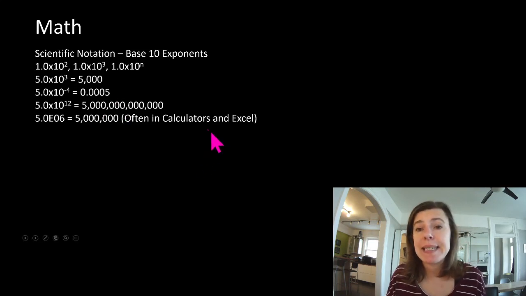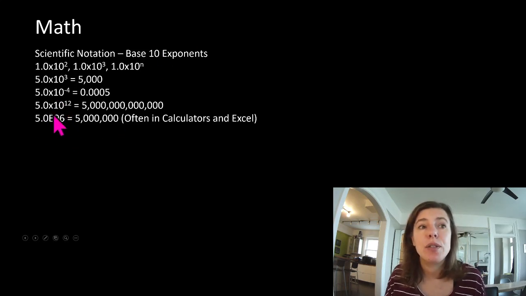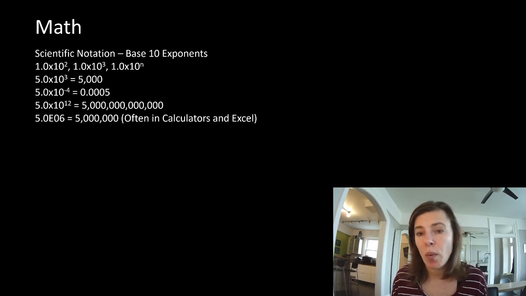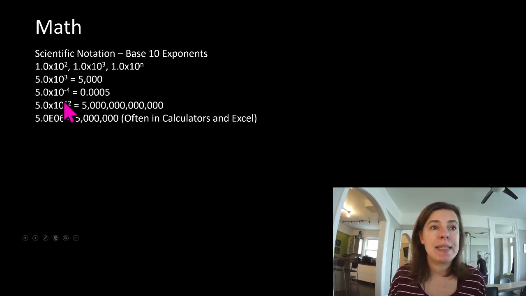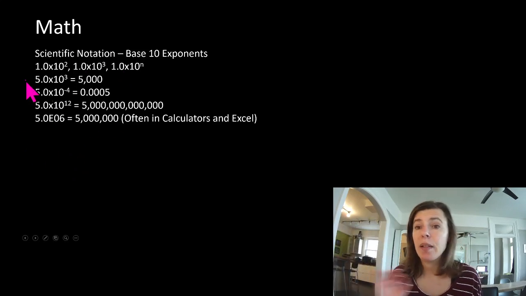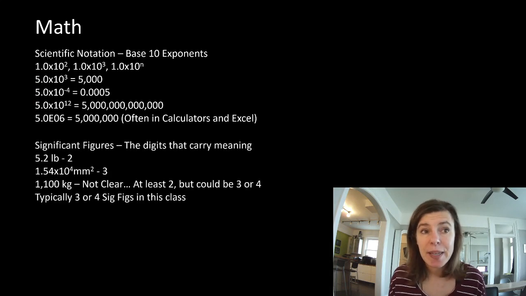Calculators and Excel will often represent this times 10 with an E. That is telling us that we did a base 10 exponent. So it's just another way to write it. You'll see probably answers of mine in Quercus going forward that might show an E in the math problem. What that is representing is this. If you want to do something in Excel, maybe open it up, try these things in Excel as well, compare it to your calculator. With scientific notation, we often incorporate significant figures. Significant figures are the digits that carry meaning.